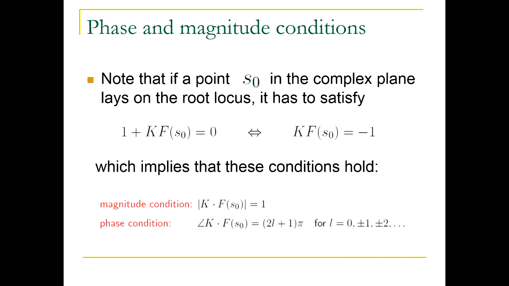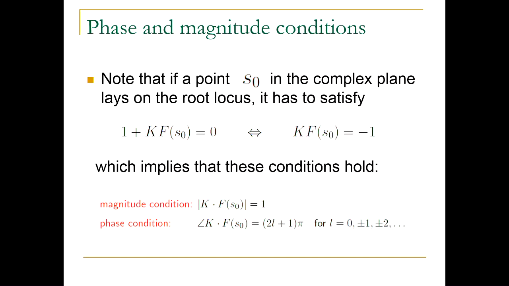And so that's the first one, but note that I can rewrite this equation in this way, right? Since I can rewrite it in this way, I can see that k times f of S0 is equal to -1. Well, what does that mean? Well, the magnitude condition has to be satisfied for all points on the root locus. If I take the magnitude of the left-hand side and right-hand side, I get just 1, because the magnitude of the right-hand side is 1, and that is equal to the magnitude of the left-hand side.